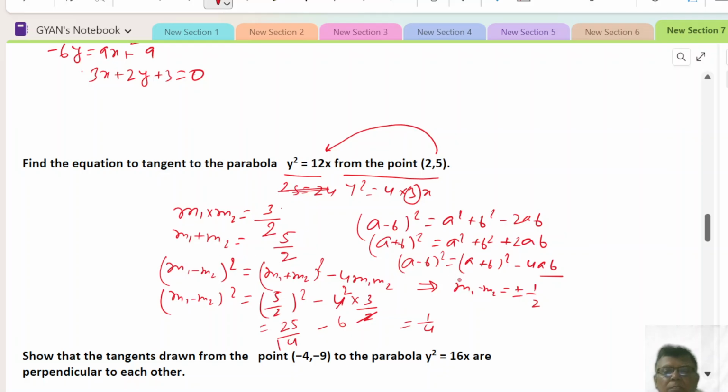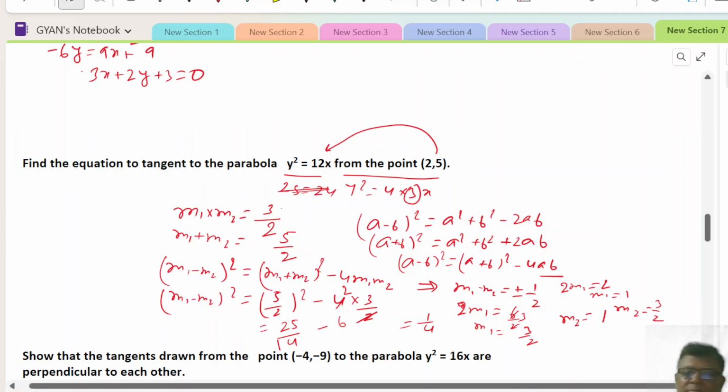So you take the plus first. Then 2M1 is equal to 5 by 2 plus 1 by 2, that is 6. Then M1 is equal to 6 by 2, that is 3. So M1 is equal to 3 by 2, and M2 is equal to 1. And if you take minus 1, then 2M1 is equal to 2, then M1 is equal to 1, and M2 is equal to 3 by 2.